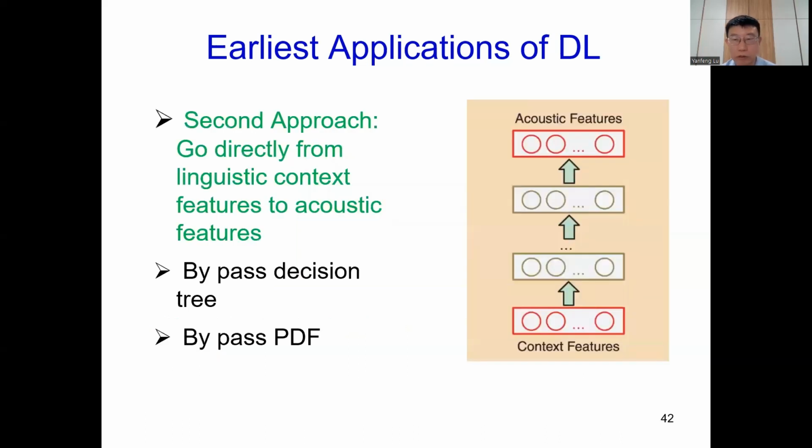Another approach moves further in the direction of deep learning. In this case, we can see it goes directly from context features to acoustic features. In this way, it bypasses the decision tree, so in this case, we don't see a decision tree. And it also bypasses the probability density function. So it goes directly from context features to acoustic features by using a deep neural network. These are the two earliest applications of deep learning in TTS.